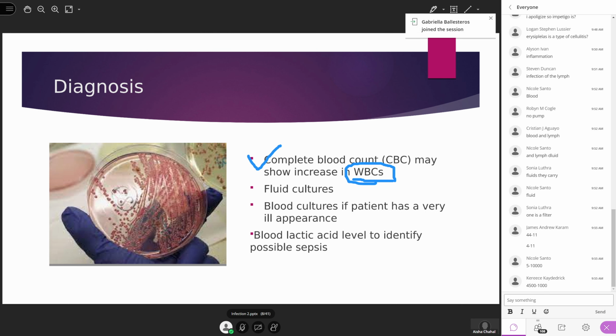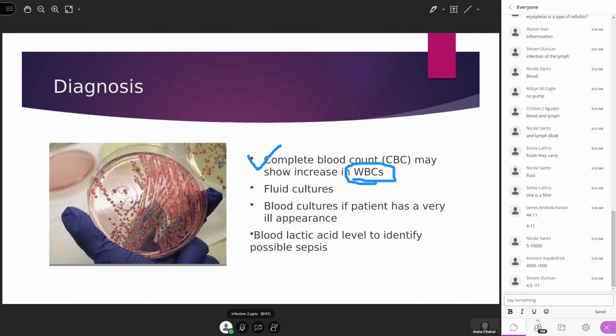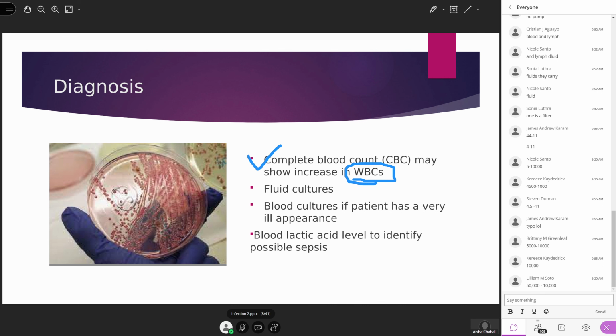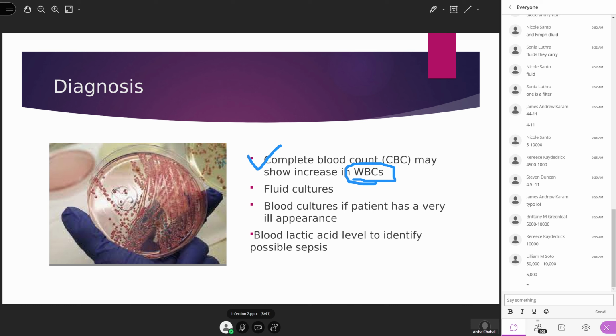Probably you meant to write 4 to 11, yeah. 4.5 to 10,000, yeah, and 4.5 to 11. So that's pretty much the range, right? Anytime it's more than 10, more than 11, then we are going to start thinking about whether there is an infection. We will do more extensive tests than that.